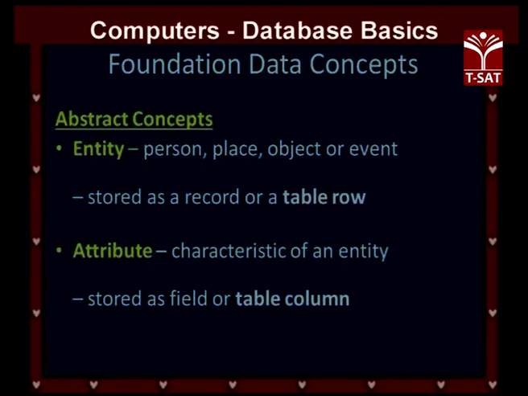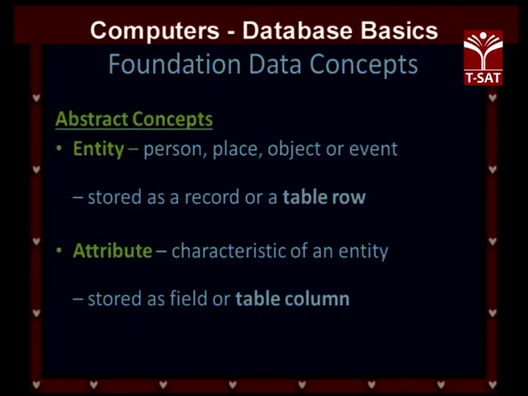Entity. What is an entity? A person, place, object, or event is called an entity, stored as a record or a table row. Each row in a table is called an entity. Attribute: characteristics of an entity, stored as a field or table column. Each column in a table is called an attribute.